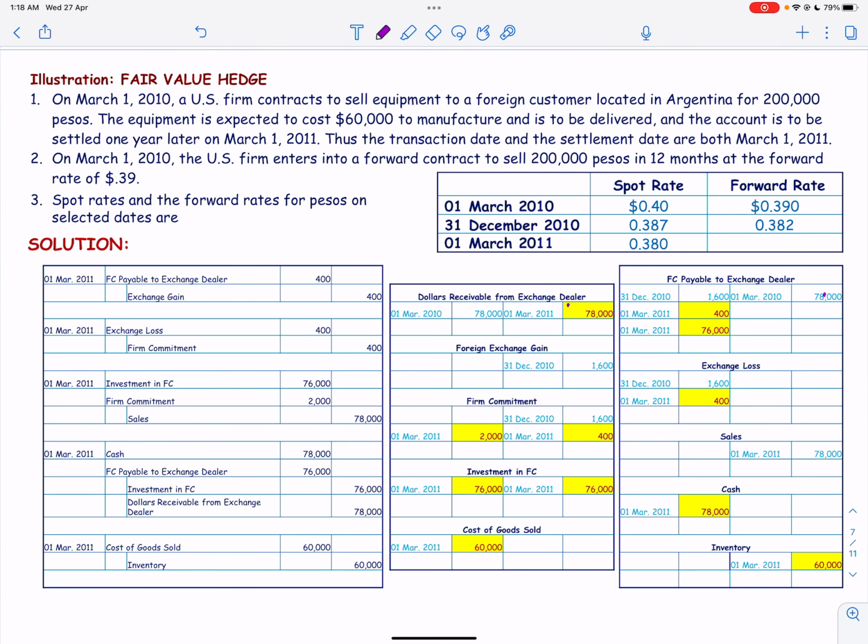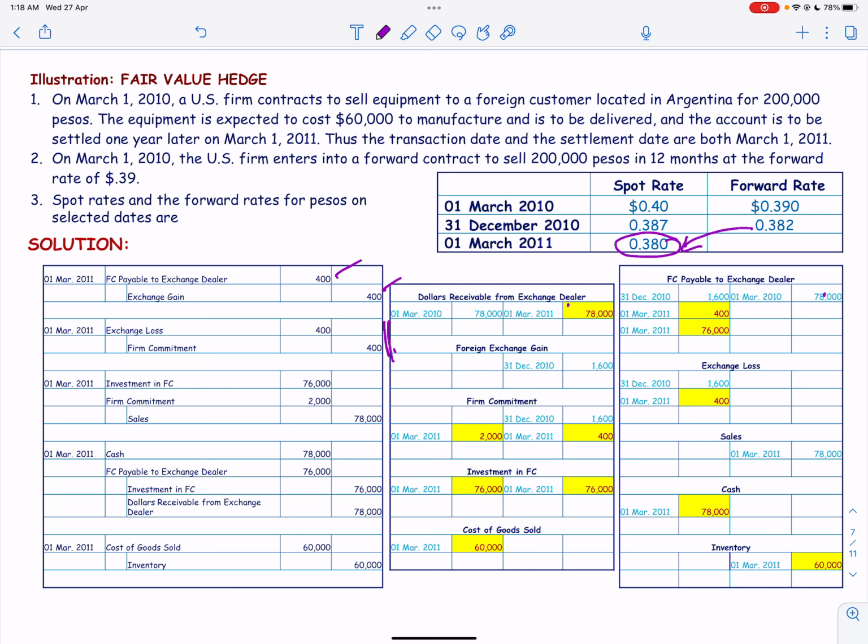Now again, if you can see, on the settlement date, the spot rate will be our forward rate as well, and again the forward rate has decreased. So when it is decreasing, it means again this is a gain for us, because our payable is going to decrease by this amount. So foreign currency payable to exchange dealer is debit and exchange gain is credit. And again, since this is an effective hedge, the gain must be offset by recording the losses, and that's how we record the losses over here.